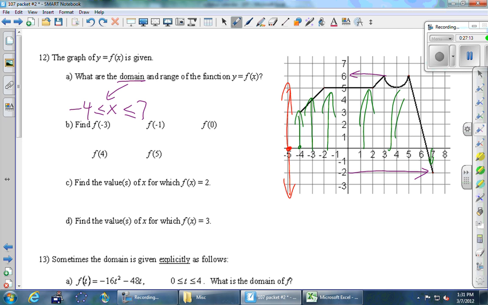And so the range for this function is all the y's between -2 and 6. Questions on that?